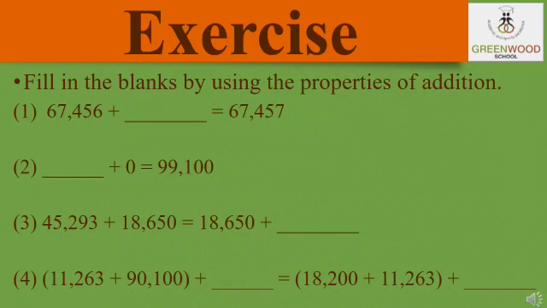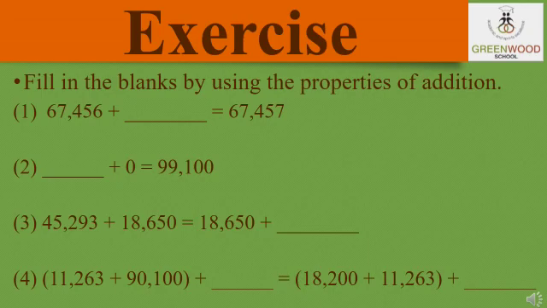Next exercise. Fill in the blanks by using the properties of addition. First one. 67,456 plus dash is equal to 67,457. So what will come in blank? Now look at the answer. What do you see? It is the next number, that is the successor. What was the property of successor? When do we get the successor? When we just add a number 1. So the answer will be 1.